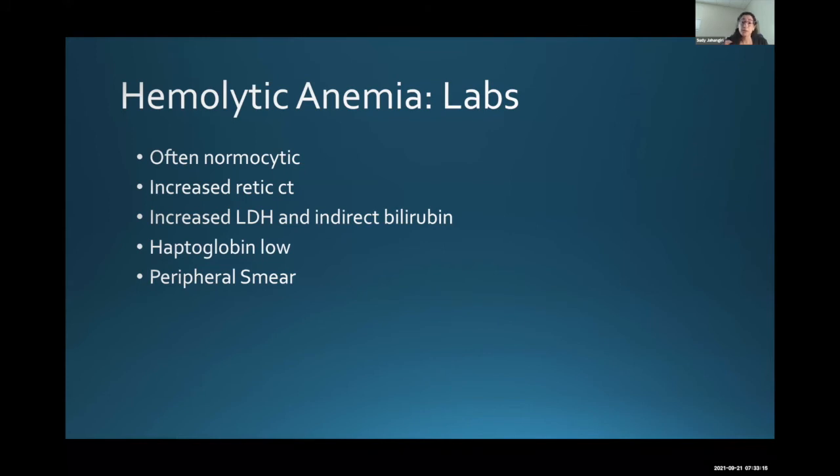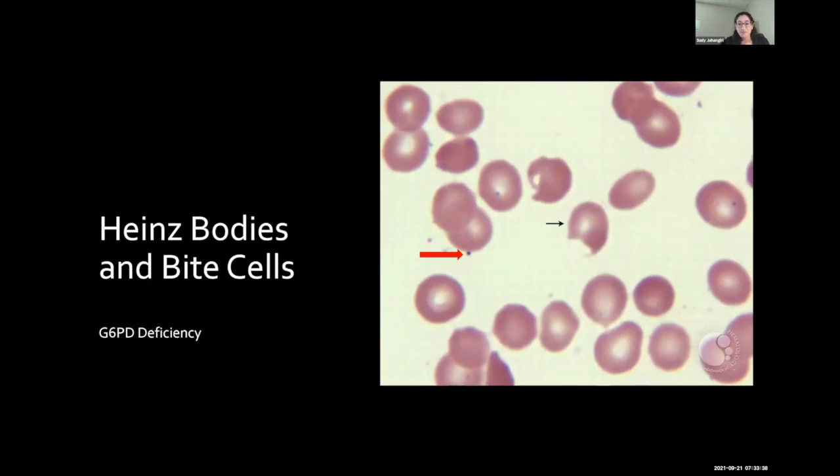Haptoglobin is a molecule that binds free hemoglobin, and the hemoglobin is released from those red blood cells. As it binds the haptoglobin, the amount of free haptoglobin that we're measuring is going to be low. So that's how that number becomes decreased. And then, of course, the peripheral smear is going to be really important to look at as well, because we love that, and it can give you some clues as to what might be that underlying etiology.